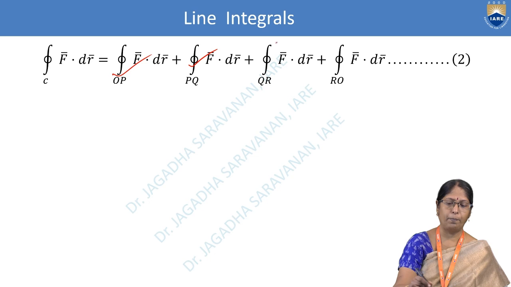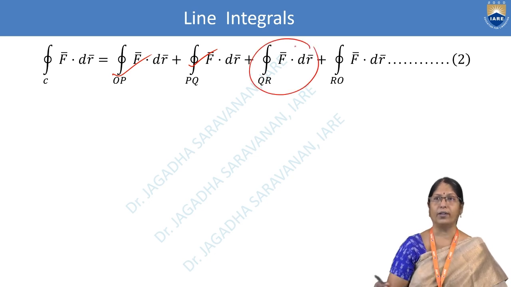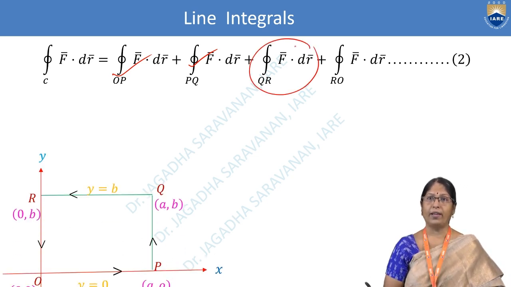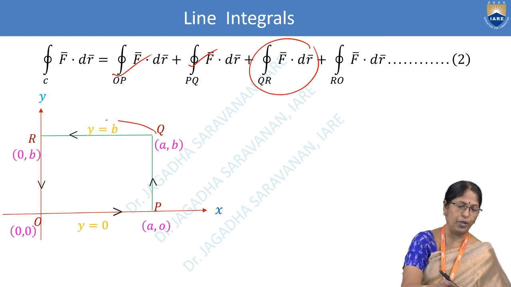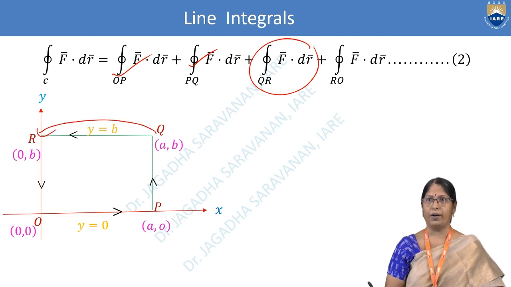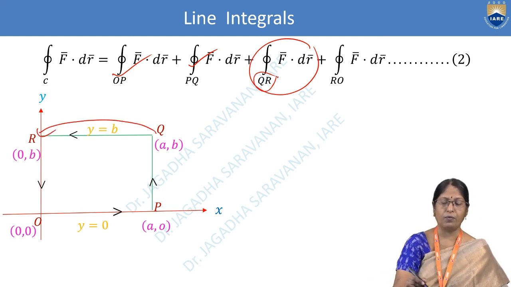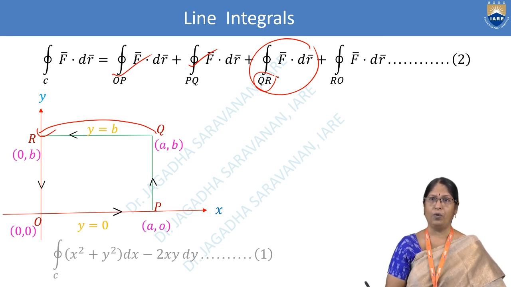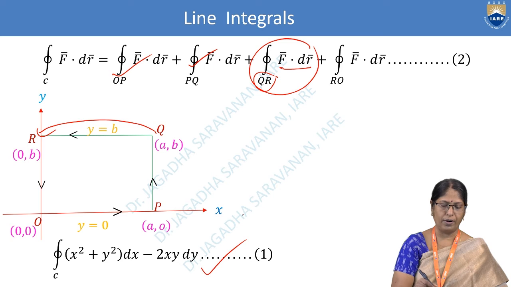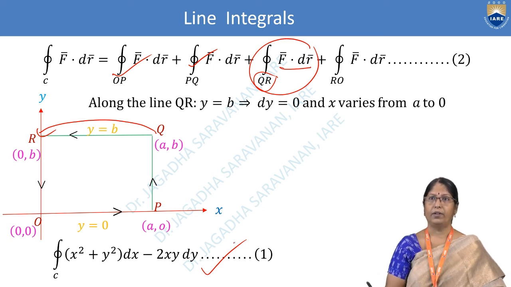So the second we completed. Now we are going to focus on the particle moving from Q to R. So QR we are going to focus on now. This is F dot dr that we already calculated.